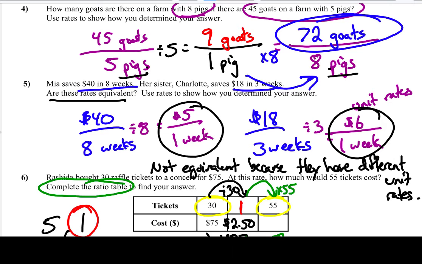So I do the same thing here. Remember, you treat both parts of the ratio table equally. Here we divided them both by 30. Here we're multiplying them both by 55. So I type in my calculator, $2.50 times 55 gives me $62.50. Not 62.5. We're talking about money, so it always has to have two decimal places. So it would cost $62.50 to get 55 tickets.